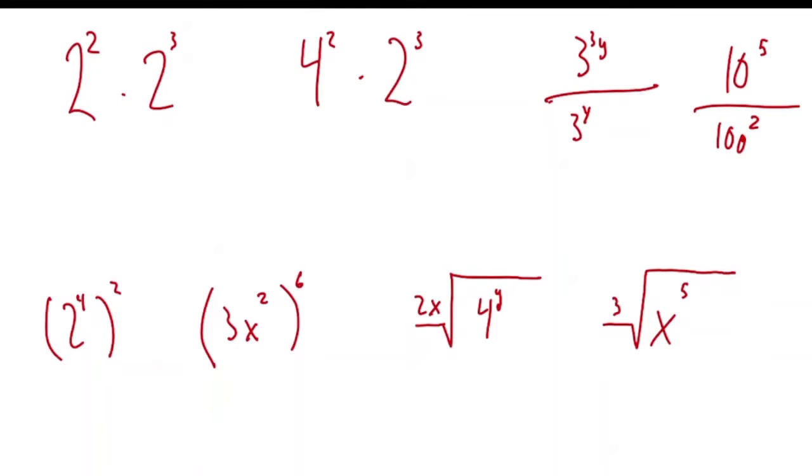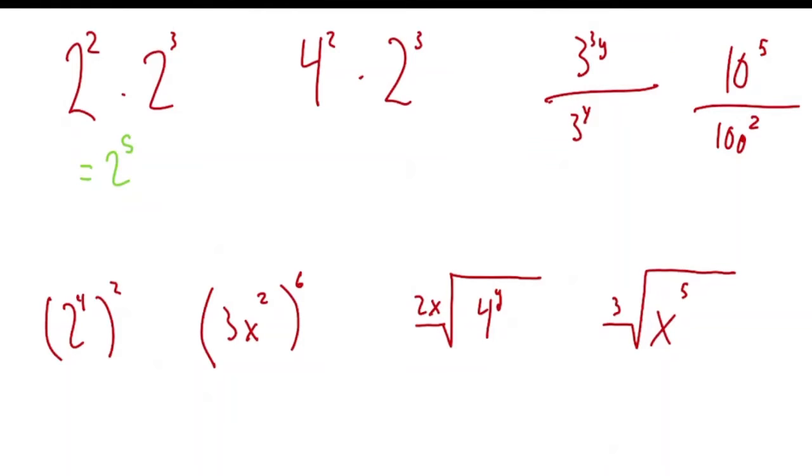So let's say we had 2 squared multiplied by 2 cubed. Now one way we can do it is we can apply the exponents. So 2 squared would be 4 and 2 cubed would be 8, and we can multiply those two values. But another way of writing it is by adding exponents because the bases are the same. So since the bases are 2 and the exponents are 2 and 3, we can add 2 and 3 together to get 2 to the power of 5.